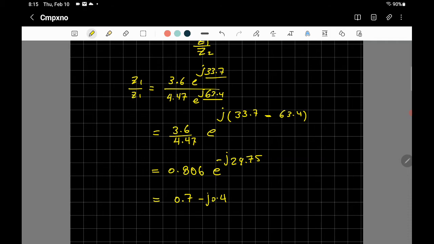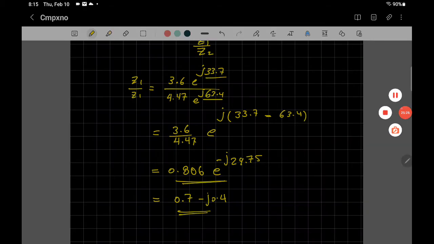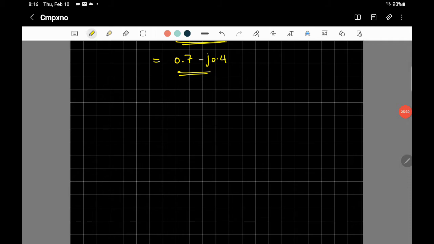And you can test yourself on how to convert from polar form to Cartesian form as we did in the previous lecture. Well, let's move on.